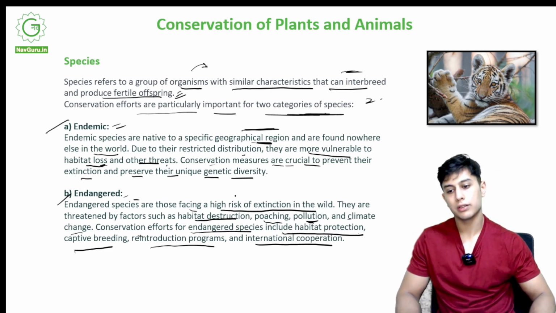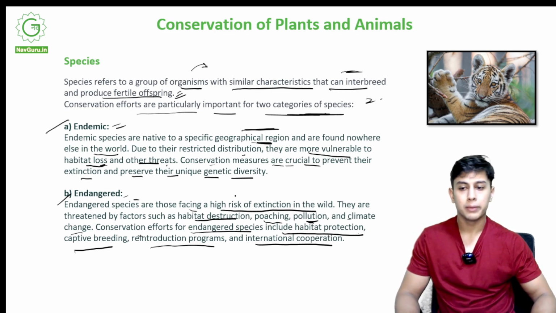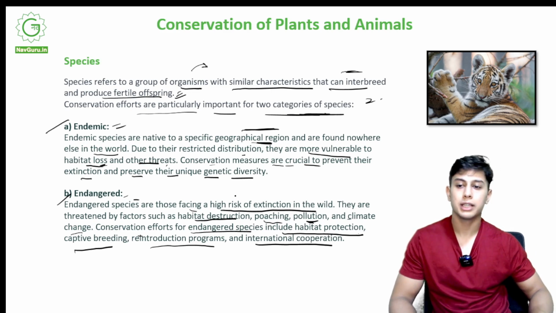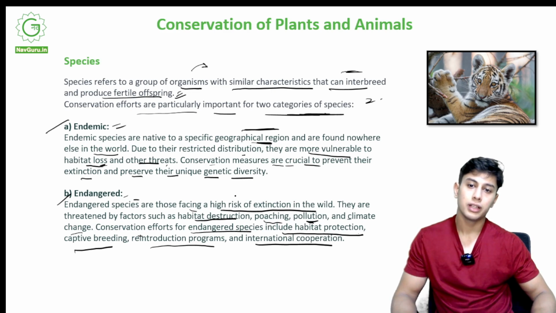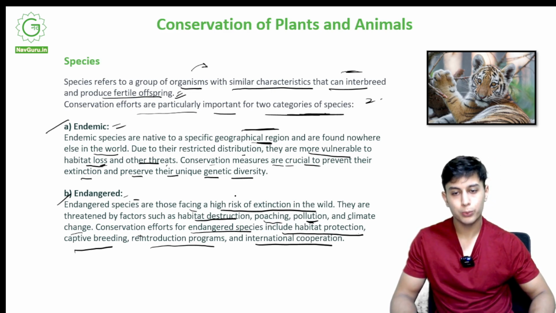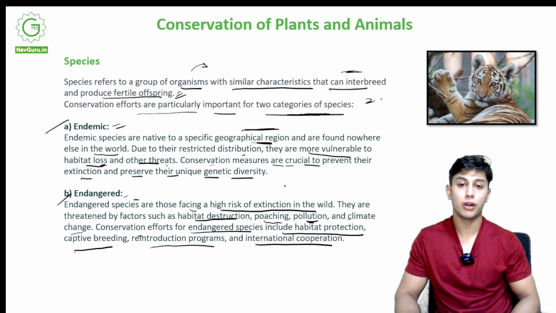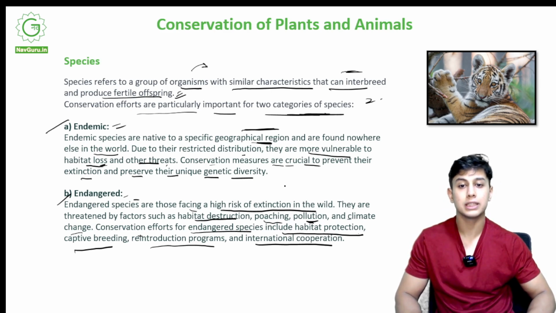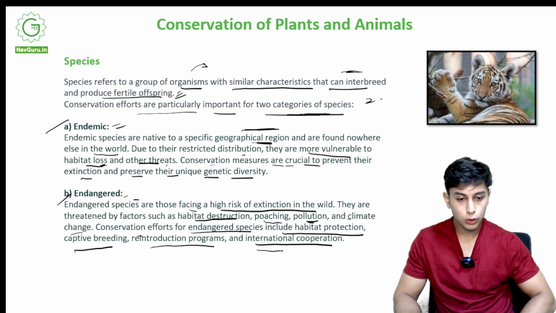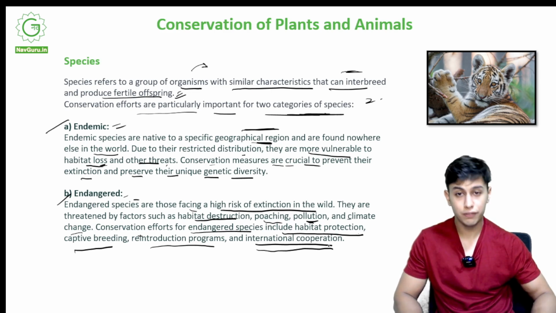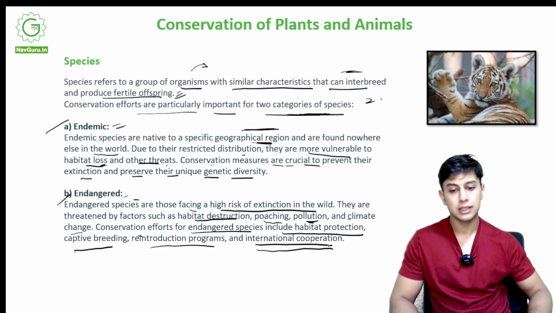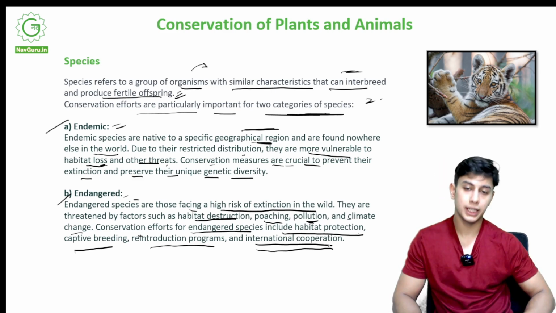So for Project Tiger, there might be pollution coming from another country, there might be hunters coming from another country, and if the Indian government has a partnership with the other country, it can help reduce that number of hunters, reduce that climate change, or reduce those pollutants. How? Through international cooperation. We cooperate with those countries so as to reduce the harmful things that are making that species endangered.